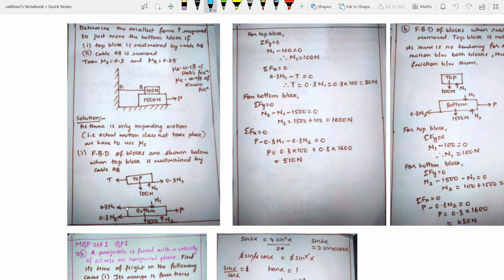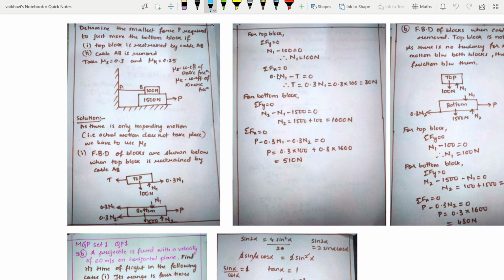Then this is P. Similarly, at the floor and between the contact surface of the top and bottom block, you will get 0.3 N1, and at the bottom you will get 0.3 N2. Next, simple, we have to do sigma Fy, that is upwards N1 positive minus downwards 100.